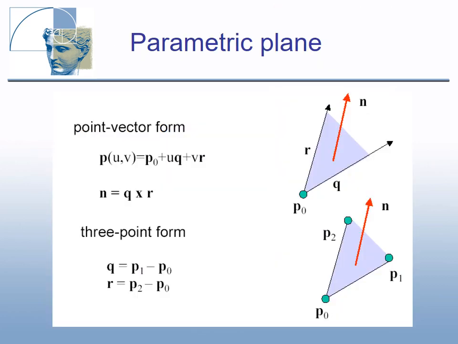It can be defined by a point p sub 0 as in the top image, and two vectors q and r. The parametric equation of the plane is shown at the top left. Note that u and v are arbitrary values here, as the plane is infinite. The vector n is orthogonal to the plane and is called a normal. It can be obtained as a cross product of vectors r and q.